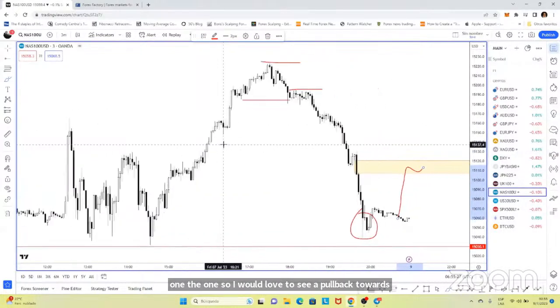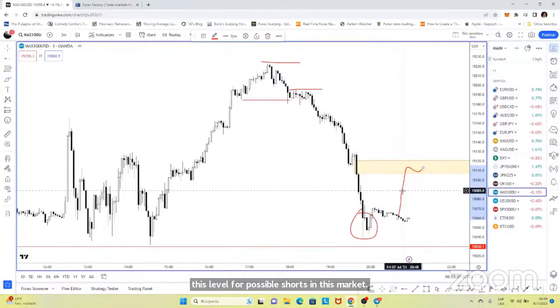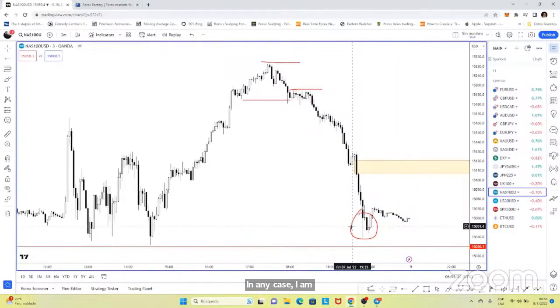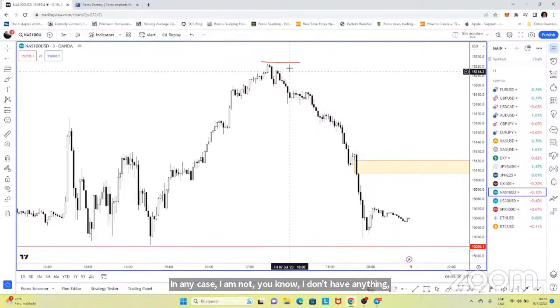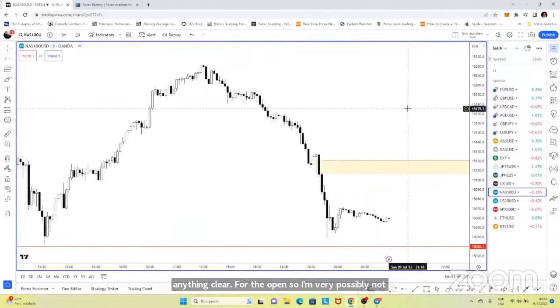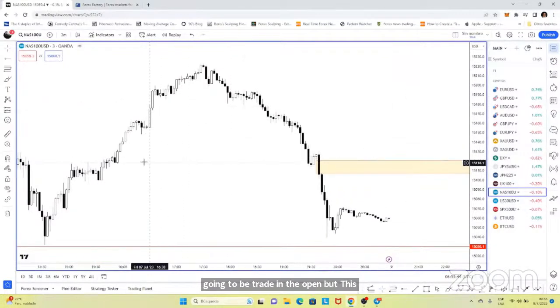In any case, I don't have anything clear for the open, so I'm very possibly not going to be trading the open. But this is what I'm looking at for next week.